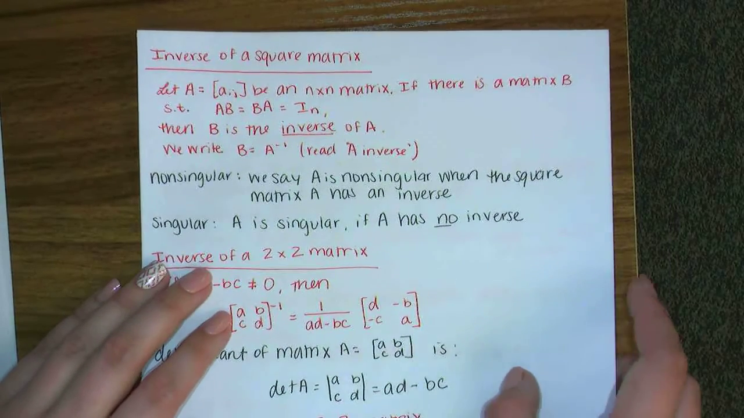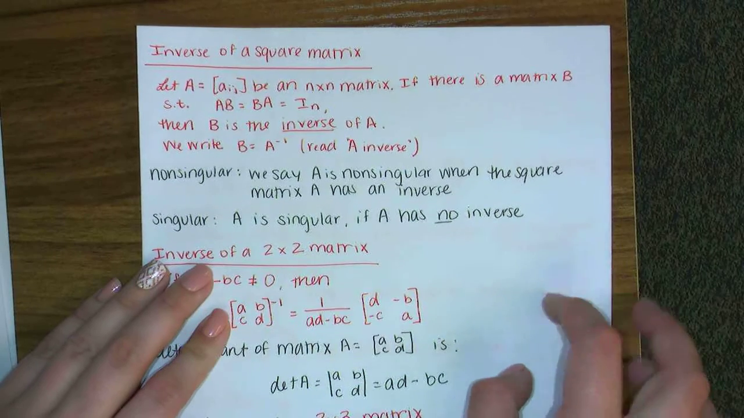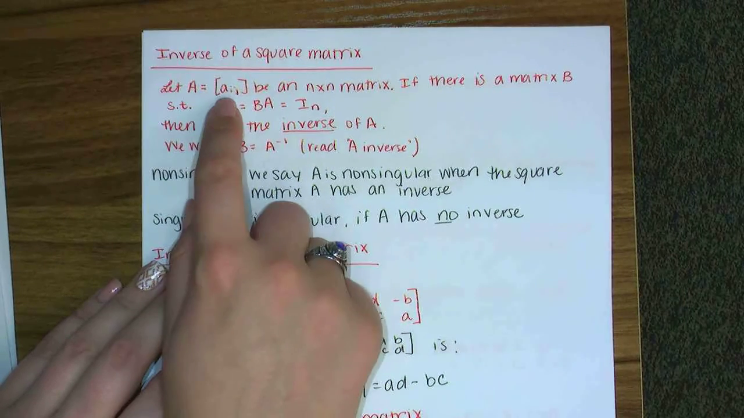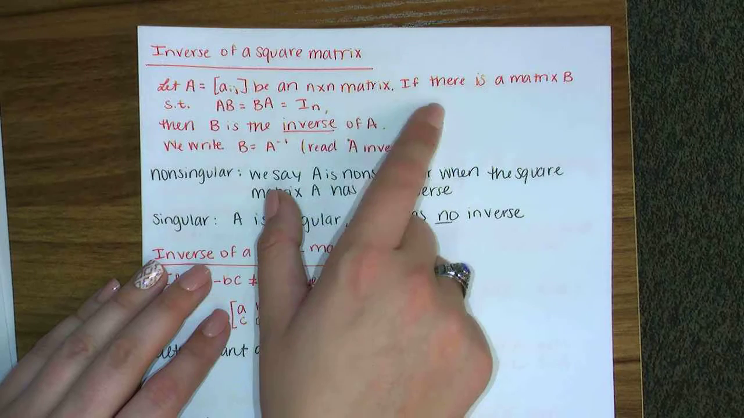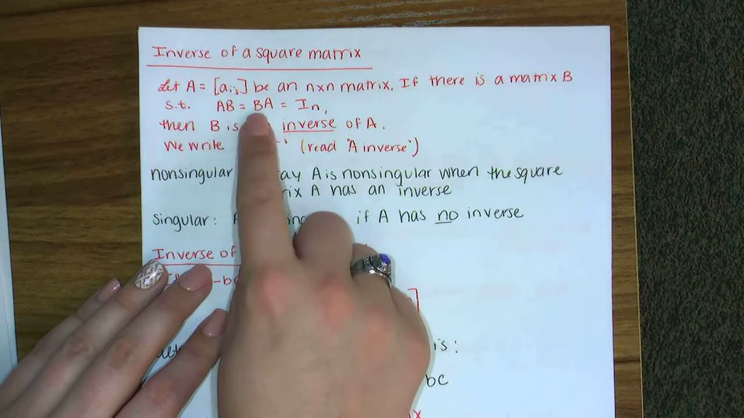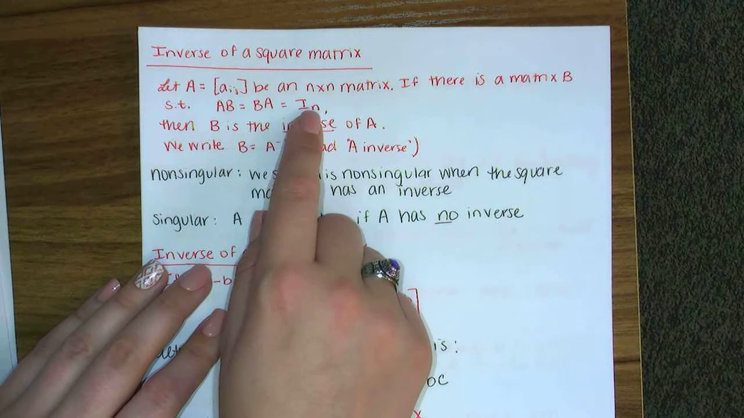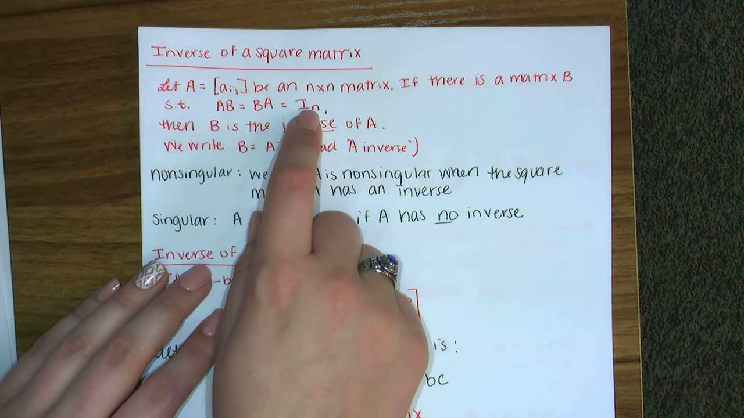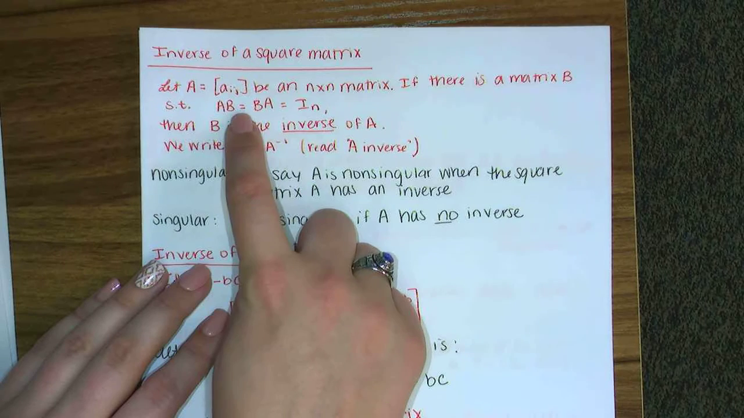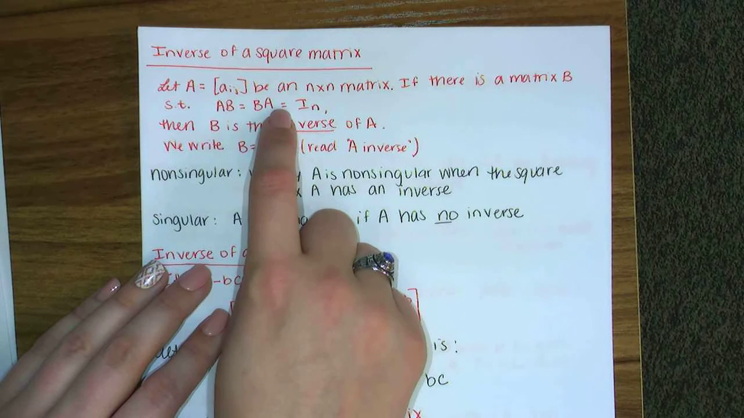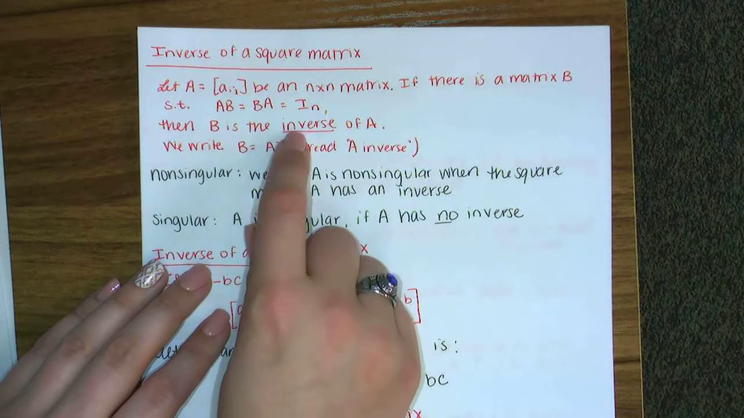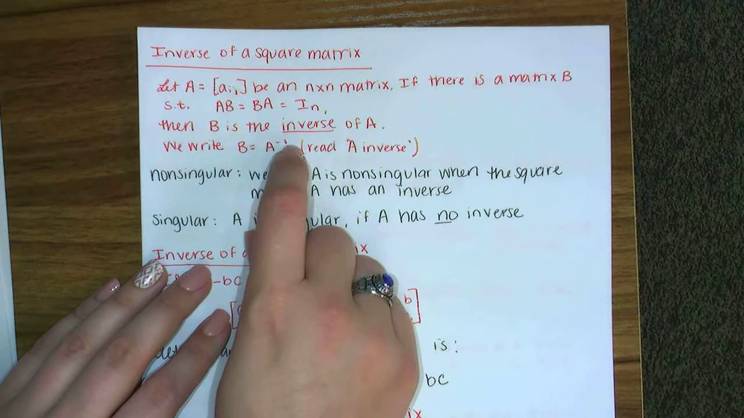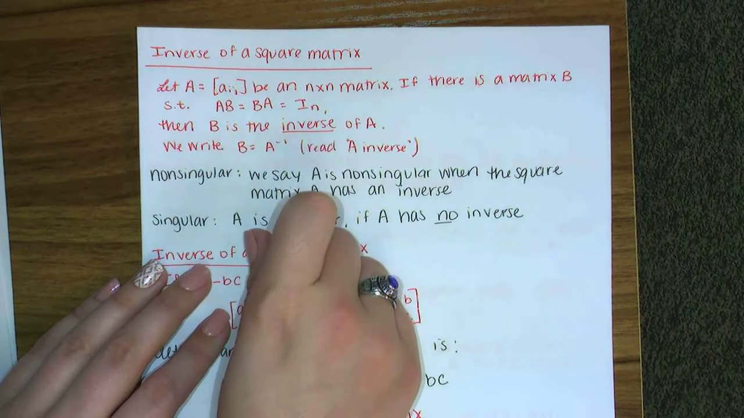Inverse of a square matrix: let A be equal to the matrix A sub ij, an N by N matrix. If there is a matrix B such that AB is equal to BA is equal to the identity matrix, I, so if you multiply A times B or B times A, you get out that identity that has the ones on the main diagonal, then B is an inverse of A, and we can write it as B equals A to the negative 1, or A inverse.